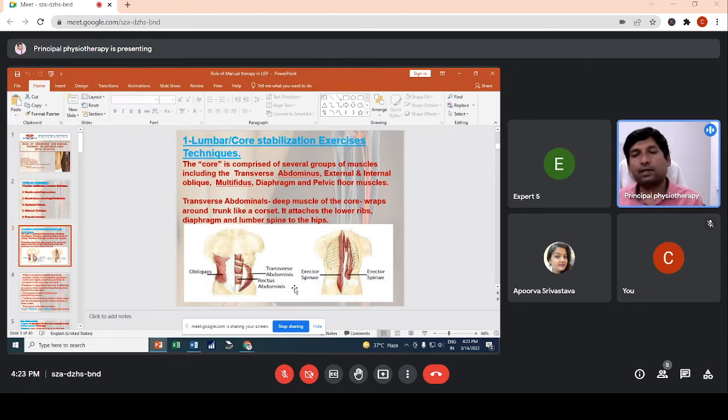ये muscles क्या करते हैं? lumbar corset की तरह काम करते हैं. These muscles basically create compression over the spine and provide external support to the spine. And by getting external support over the spine, there is less chance of the bulging. So that is why we focus on the strengthening of the core muscles, basically external abdominal muscles, diaphragmatic muscles, pelvic muscles, and also spine extensor muscles.